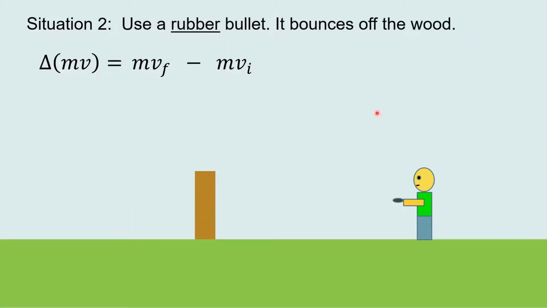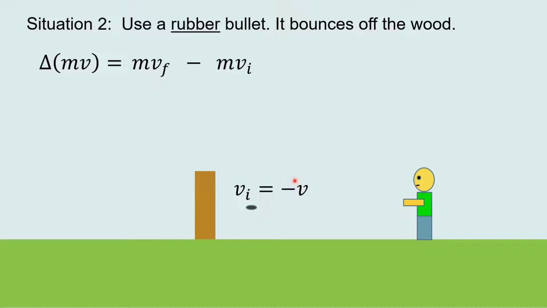Let's look at my second situation, when I had a rubber bullet and it bounces off the wood. I'm going to go through the same process. The motion looked like that. I'm going to define my initial velocity as a moment just before it hit the wood. I'm going to assume that it had the same velocity as the previous situation, so I'll use the same symbol, and again it was going left, which is why I have a negative.